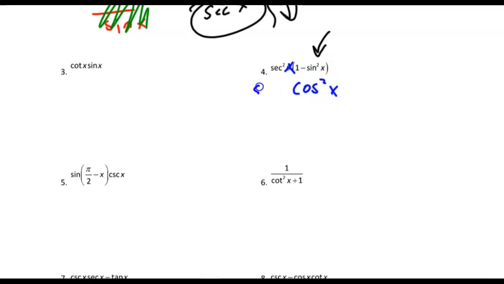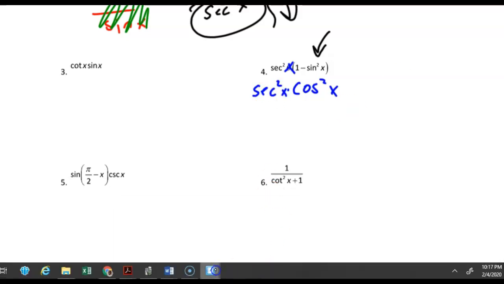Now I have secant squared of x times cosine squared of x. Well, if you remember the reciprocal identity, what's the inverse of secant squared? It's the same thing as the inverse of secant.